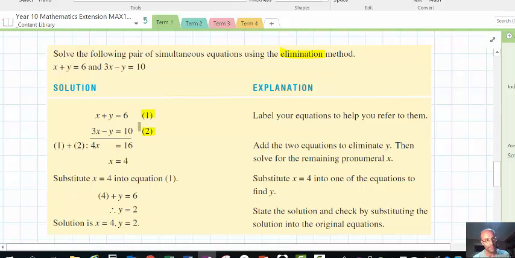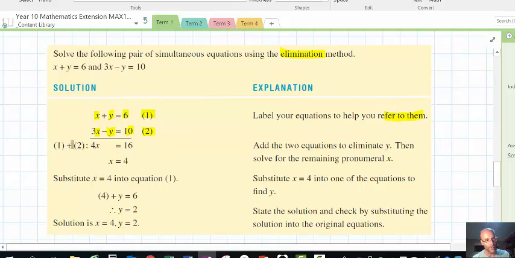What you do is you write the two equations down. So we've got x plus y equals 6 and 3x minus y equals 10. We write them down. We label them because we have to refer to them. Now what we do is put the x's vertically aligned and the y's vertically aligned and the constant answers vertically aligned. Everything is vertically aligned.